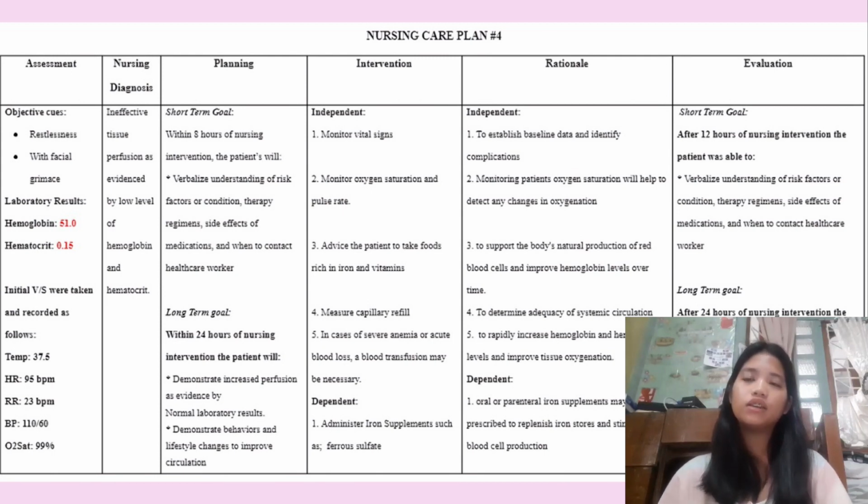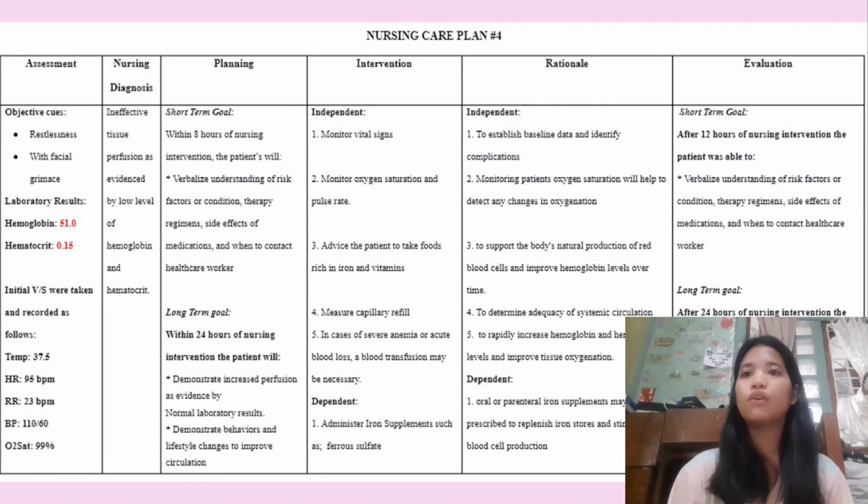So for the planning sa short-term goals, within 8 hours of nursing intervention, the patient will verbalize understanding of risk factors or condition, therapy regimen, side effects of medications, and when to contact healthcare worker. And for the long-term goal, within 24 hours of nursing intervention, the patient will demonstrate increased perfusion as evidenced by normal laboratory results, and demonstrates behaviors and lifestyle changes to improve circulation.